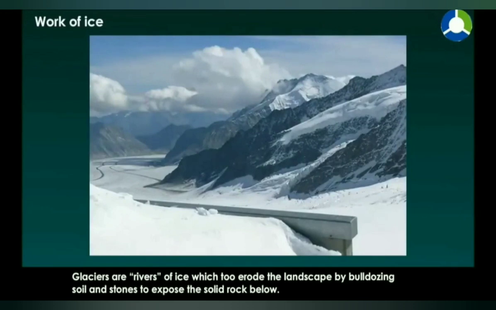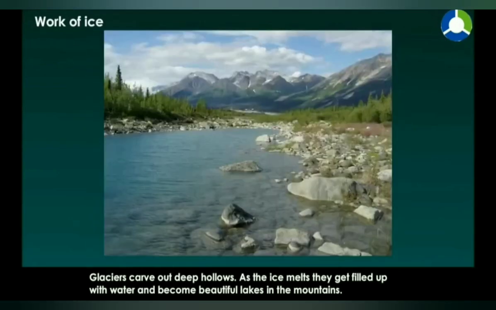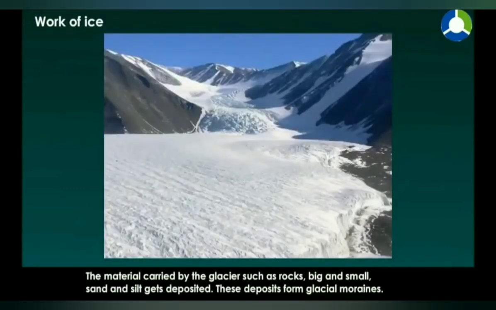Work of ice. Glaciers are rivers of ice which too erode the landscape by bulldozing soil and stones to expose the solid rock below. Glaciers carve out deep hollows. As the ice melts, they get filled up with water and become beautiful lakes in the mountains. The material carried by the glacier, such as rocks, big and small, sand and silt, gets deposited. These deposits form glacial moraine.